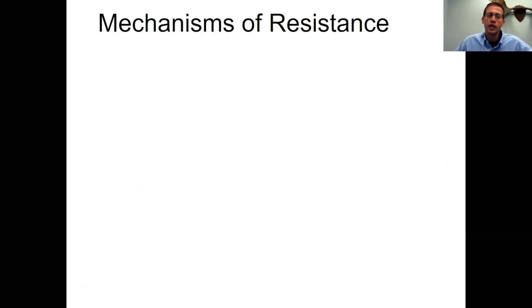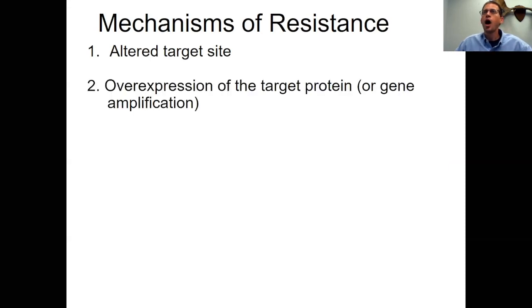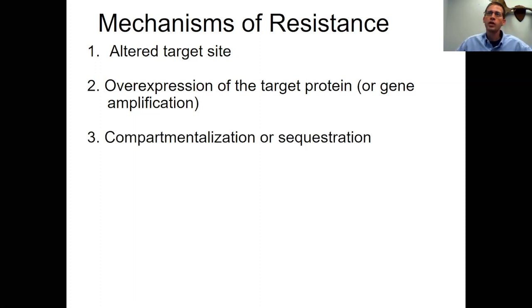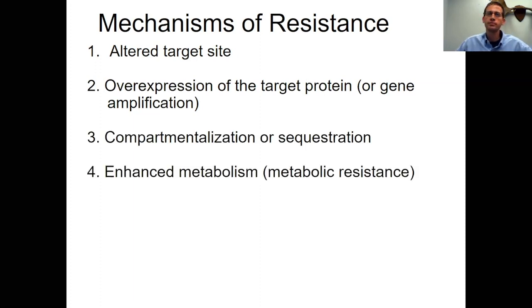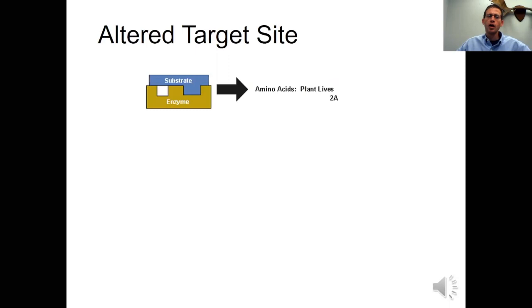So these, again, herbicide resistance may occur through several different biological mechanisms, including an altered target site for the enzyme, overproduction of a target protein, compartmentalization or sequestration, or via enhanced metabolism. So the first mechanism of resistance that I'll discuss is altered target site.